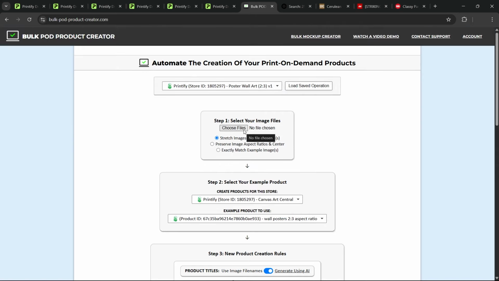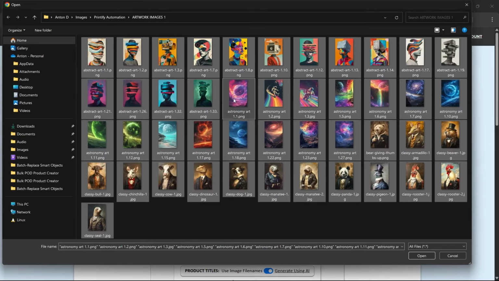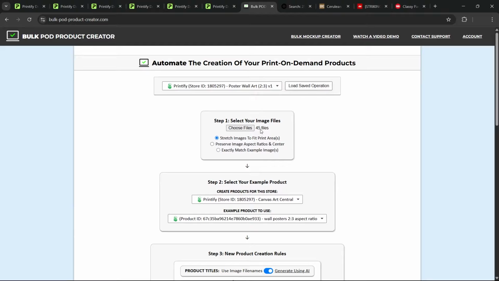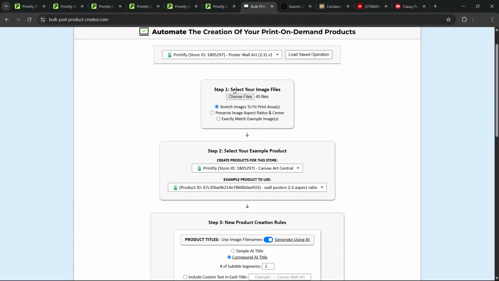Step 1, select your image files. That's pretty straightforward. You can just go choose files. I'm going to select all of these artwork images here in this folder, and we have our 45 artwork images selected. What this tool does is it'll basically create a new print-on-demand product for each one of these artwork images. So down here, you just specify the product that you want to create more of, and for each one of these artwork images, this tool will just create a new one of those products.